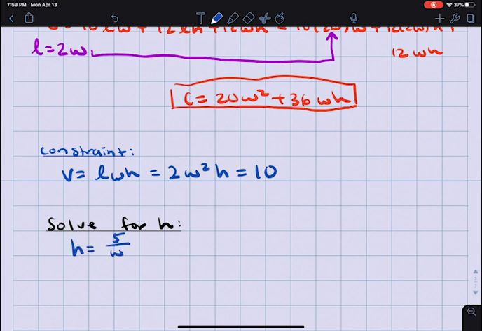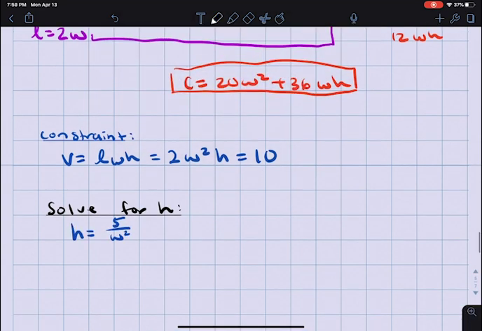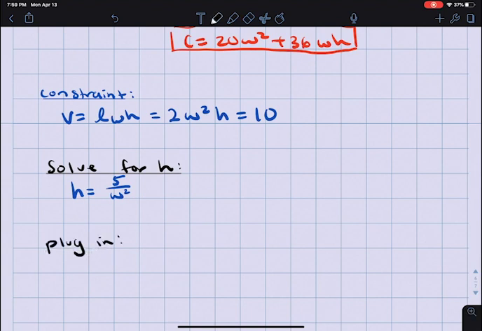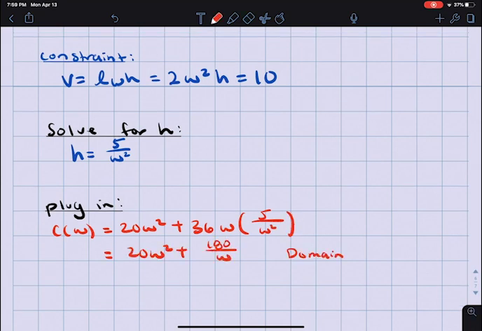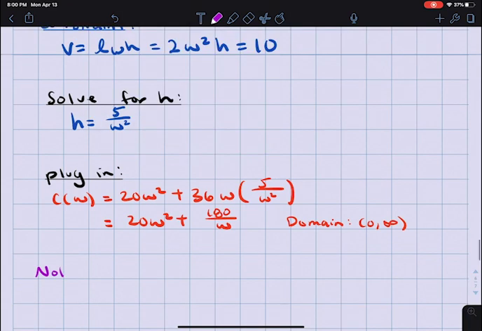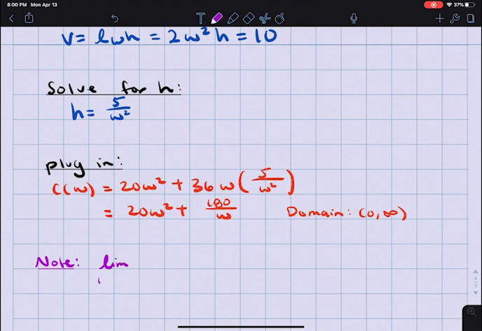We're going to solve for h because we don't want to have to take square roots. Then we're going to plug in h equals 5 over w squared into our cost function to reduce the cost into a one variable function. Just like before, the domain for w is 0 to infinity. To make this solution a little different than the last, I'll start by pointing out that if w approaches either 0 from the right or infinity, our cost goes to infinity.